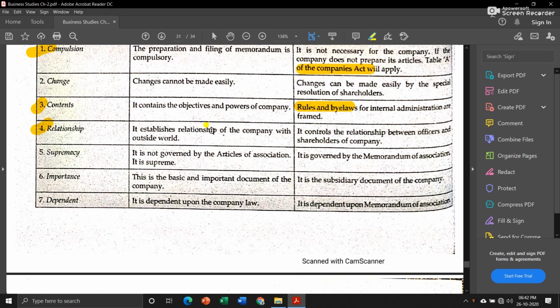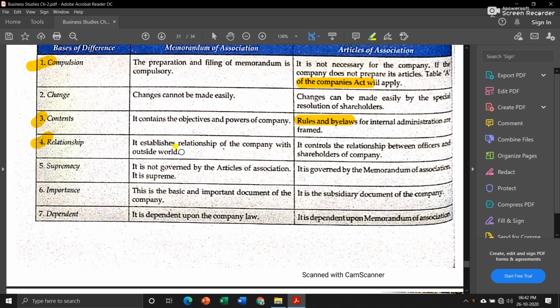Then relationship. The memorandum establishes a relationship of the company with the outside world, because it gives information about the company to the outside world, while the articles of association control the relationship between the officers and shareholders of the company. Generally, all the contents of the articles are related to the officers and shareholders of the company. It has nothing much to do with outsiders.